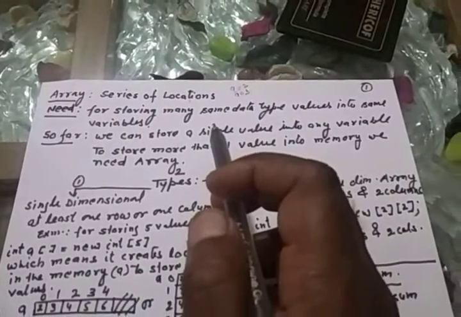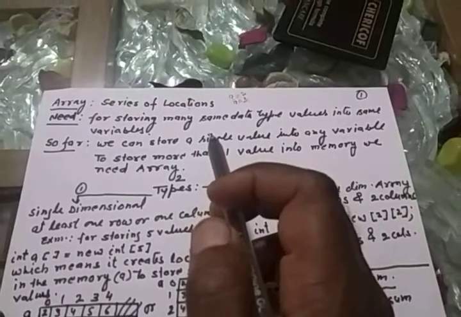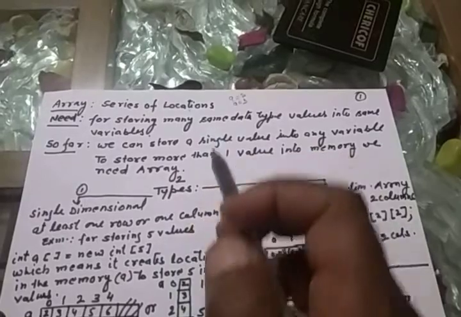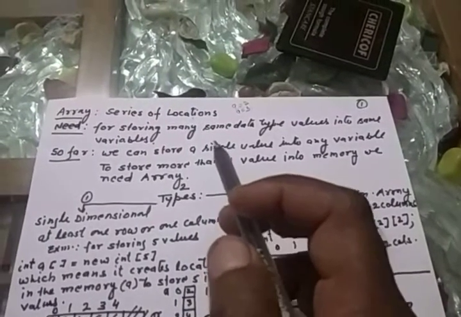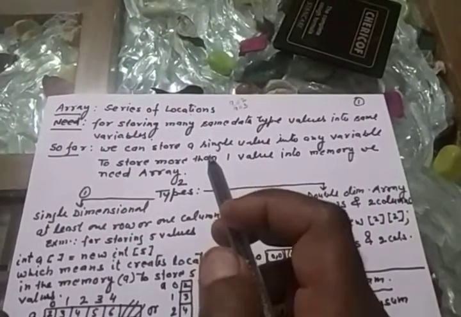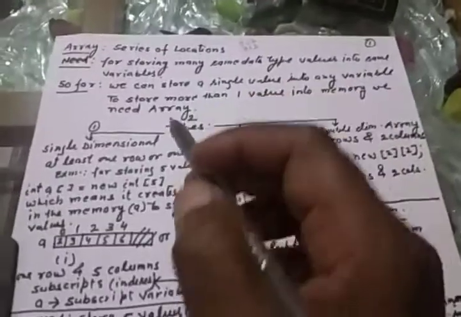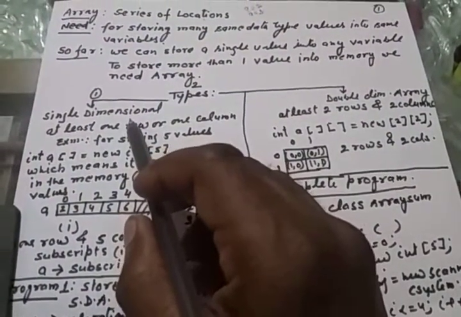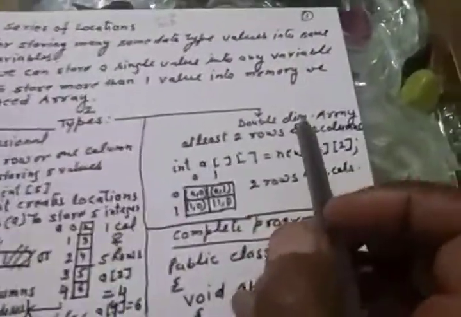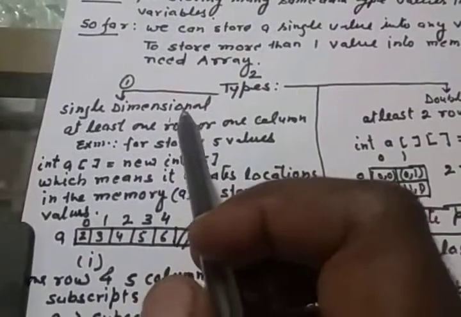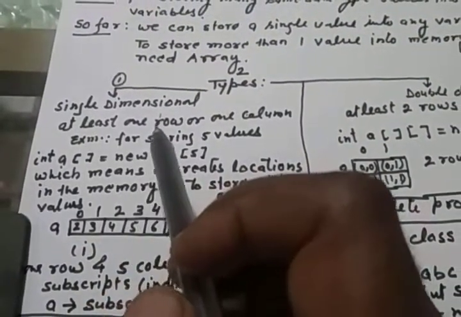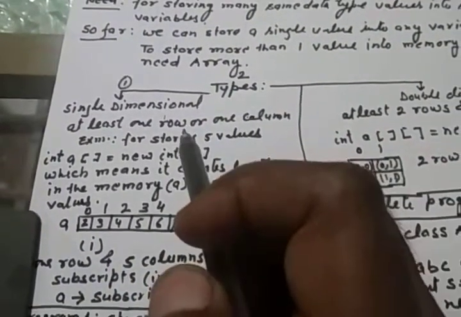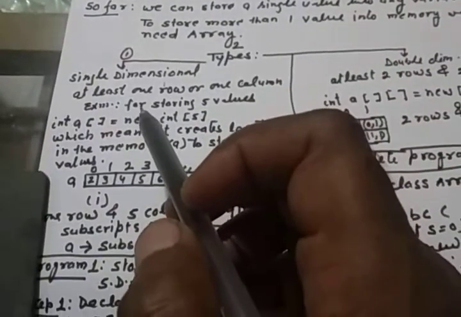This is the use of array. What is the use of array? If you want to store more than one value into any memory variable, we can do it by using array. So there are two types of array. First is the single dimensional array and second is the double dimensional array. Correct? So what is single dimensional array? In which at least one row or one column is there. That is called the single dimension array.